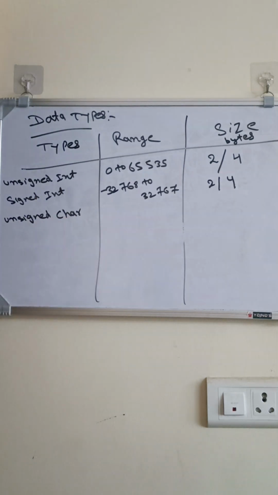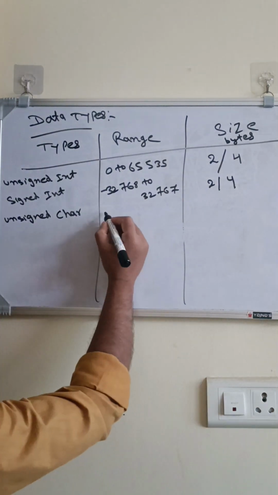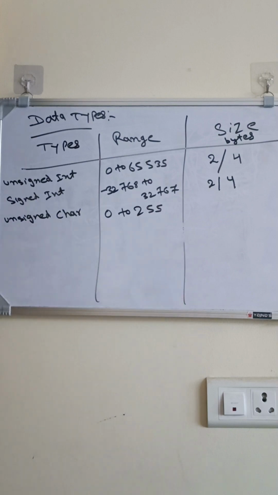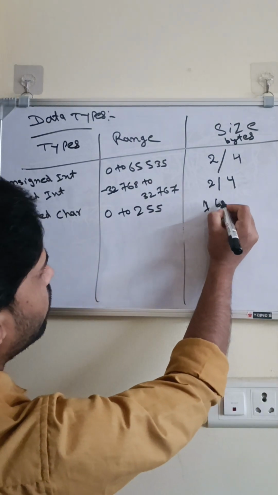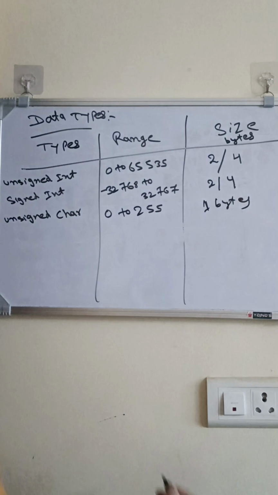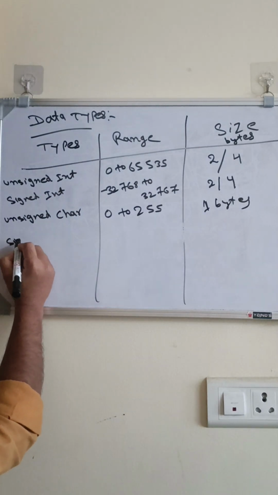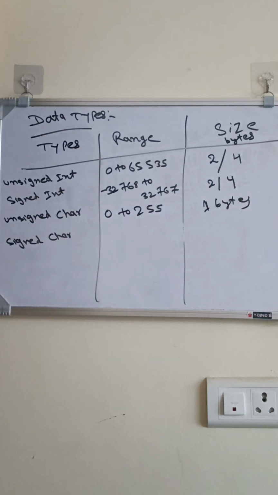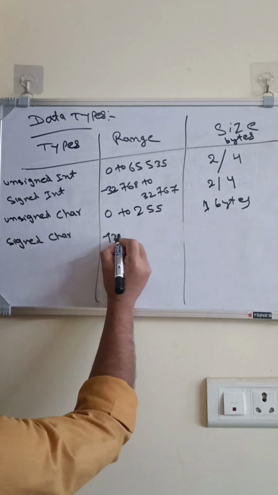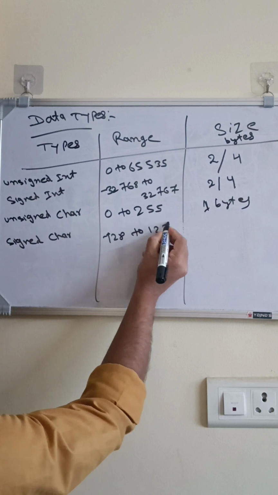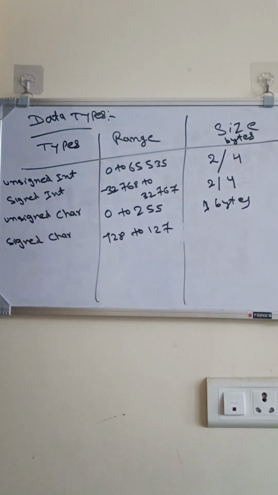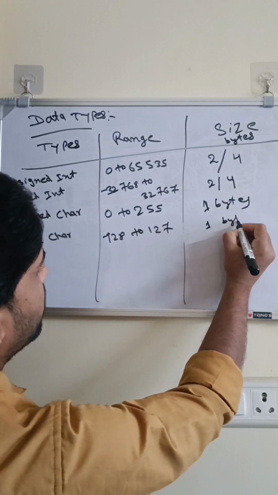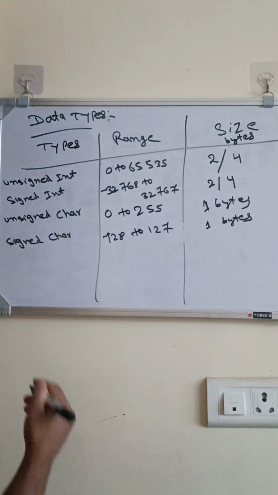Now unsigned char. What is the range of unsigned char? Here the range is 0 to 255, and it will take 1 byte. Now signed char. What is the range of this? It will take minus 128 to 127. This is the range of signed character, and it will also take 1 byte. Now float.